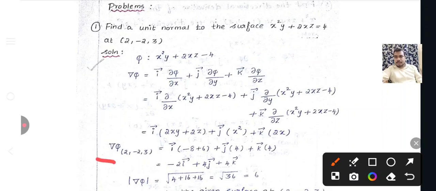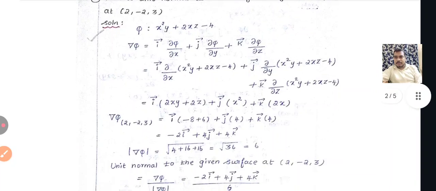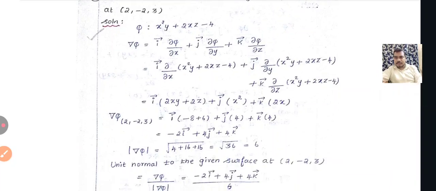Therefore, del phi at the point (2, -2, 3). We have to substitute x, y, z as 2, -2, 3. So the final answer is del phi at the point (2, -2, 3) is minus 2 i vector plus 4 j vector plus 4 k vector.